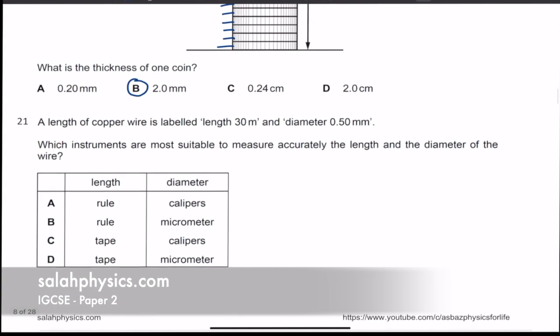In question 21, a length of copper wire is labeled length 30 meters and diameter 0.5 millimeter. Which instruments are most suitable to measure accurately the length and the diameter? The diameter is mainly micrometer because it's less than 25 millimeters. And the length of wire, when it comes to around 30 meters, it means we need to use a tape because tape is longer than a rule in most cases. So I'm going to stick with option D. I know we can use the ruler, but it is annoying to use the ruler here. The tape is much longer.